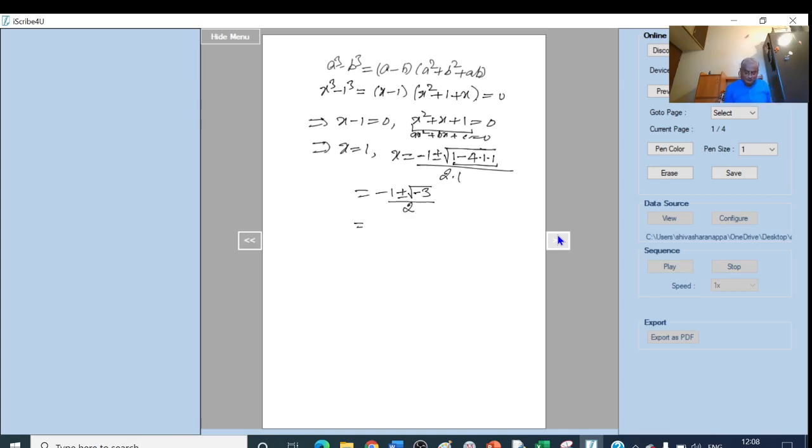So this is equal to minus 1 plus or minus root of minus 3, which we write as root 3 into i, divided by 2. So here we have two values. Let me take one root alpha is equal to minus 1 plus root 3 into i divided by 2. One more root beta is equal to minus 1 minus root 3 into i divided by 2.